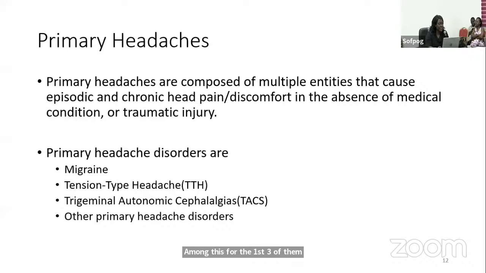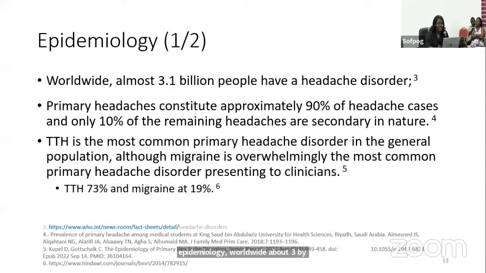By way of epidemiology, worldwide, about 3.1 billion people have a headache disorder. And these primary headaches constitute as much as 90%. Some literature actually put it at 98% as causes of headaches, with the remaining being of secondary in nature. Tension type headache is the most common primary headache disorder in the general population, although migraine headaches will most commonly present to clinicians, especially in a study done in Nigeria recently. It showed that tension type headaches had a prevalence of 73% compared with 19% for migraine.